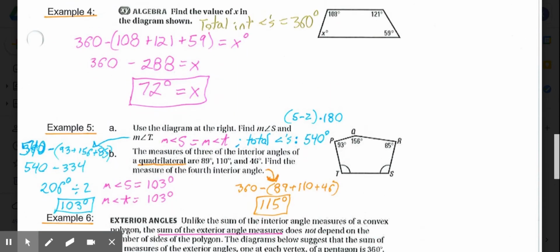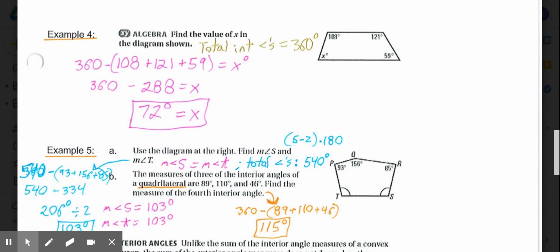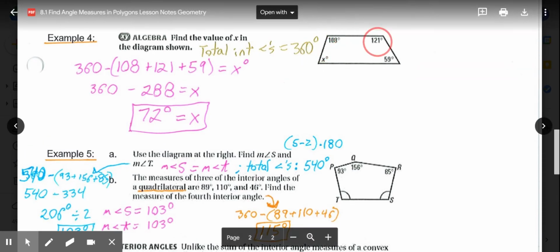Then we get down to example 4. This is now where we need to do a little bit of algebra to find the value of x. So what we have here is a trapezoid, so a 4-sided figure. So I know the total interior angles add up to 360 degrees of any quadrilateral.